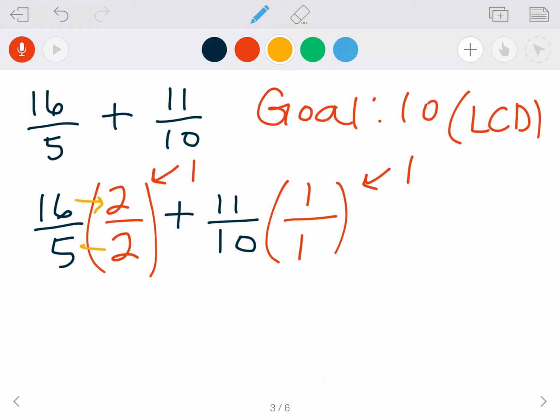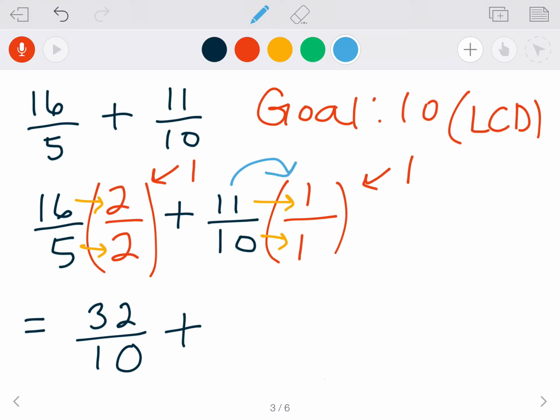Now when we multiply fractions, we multiply straight across in numerators and denominators. So in the first fraction, 16 times 2 is 32. For the denominator, 5 times 2 is 10. I see an addition sign here, so I will bring that down. Numerator of the second fraction, 11 times 1 is 11. Denominator, 10 times 1 is 10.